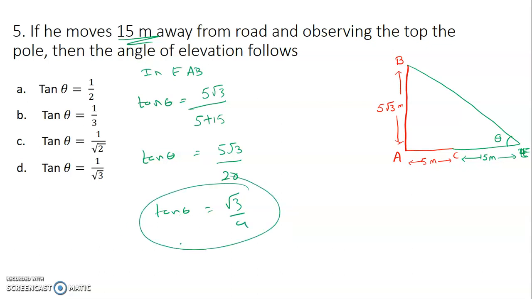So what is the correct answer? What is the equation? Tan theta is equal to root 3 by 4. This is the correct answer. In given options, none of the correct answer is given, but this is the correct answer. Okay, tan theta is opposite side by adjacent side. Theta opposite side is 5 root 3, adjacent side is 5 plus 15, which means 20. So 5 root 3 by 20. So 5 in 20, 4 times. So tan theta is equal to root 3 by 4 is the correct answer.